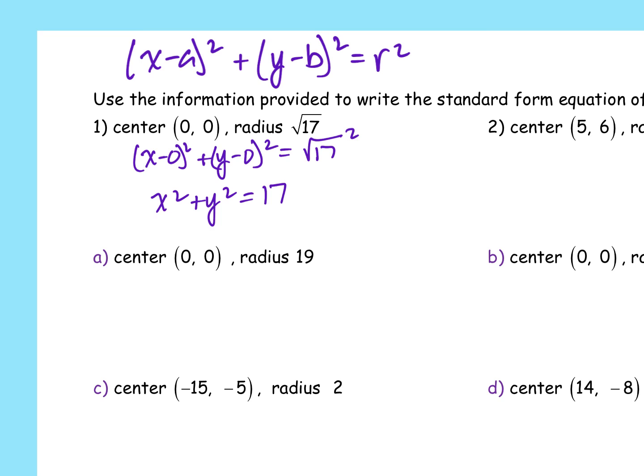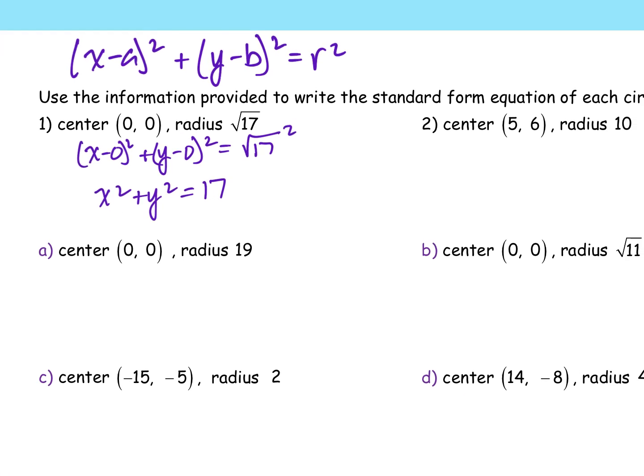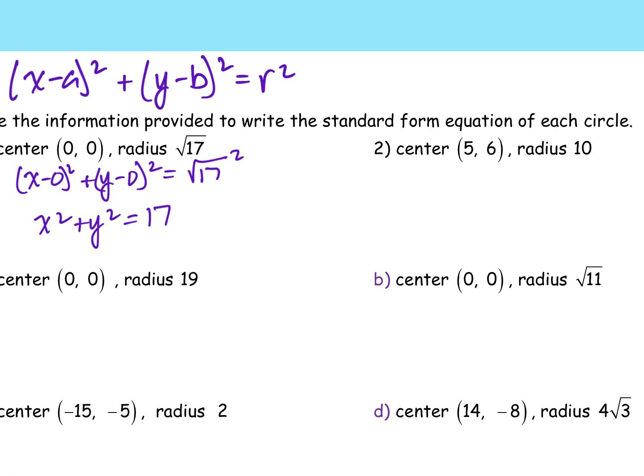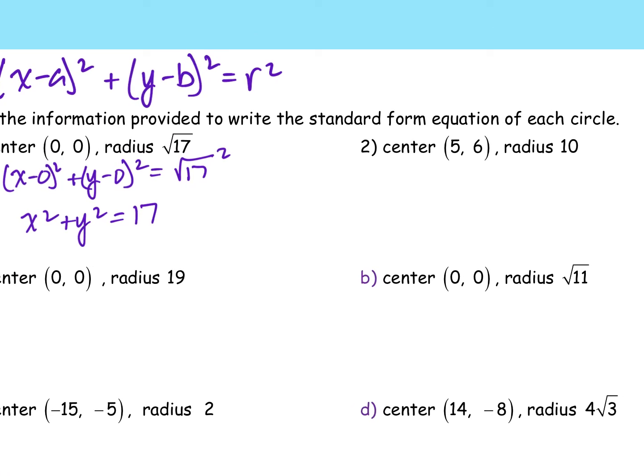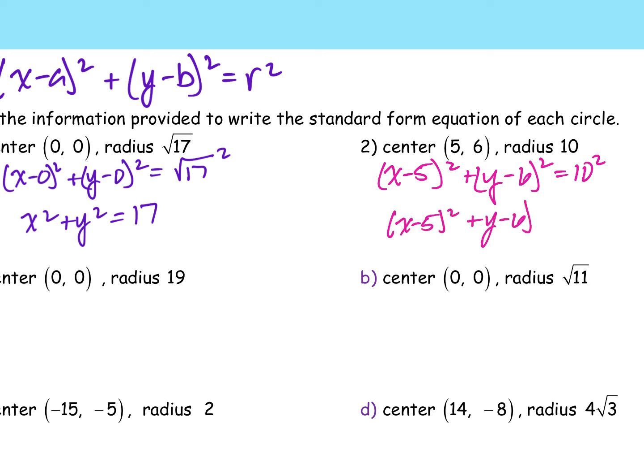So if I'm not at the center, I'm still doing the exact same thing, you guys. Now I'm going to say (x minus 5) squared plus (y minus 6) squared equals 10 squared, or when I simplify it, (x minus 5) squared plus (y minus 6) squared equals 100.